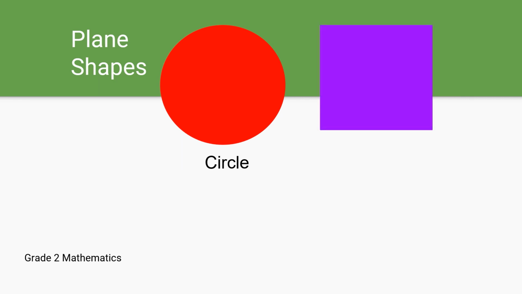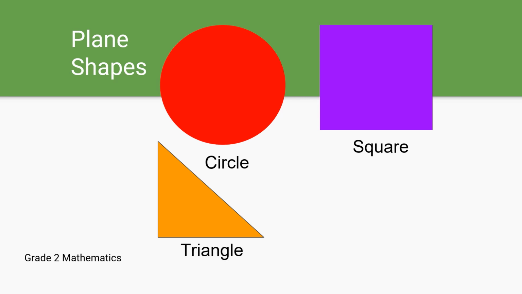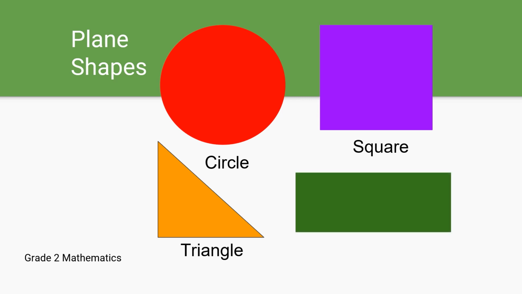Do you know the name of this shape? It's a square. Say the name of this shape. The orange shape is a triangle. Say the name of this shape. The green shape is a rectangle. How did you do? Do you know the names of these shapes?